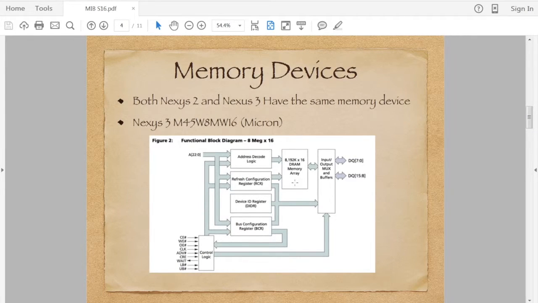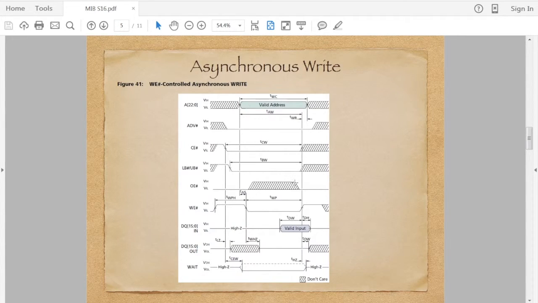It turns out that some of you guys have Nexys 2s, some of you guys have Nexys 3s. And they all have the same memory device, the Micron device referenced above. And there's the fundamental block diagram. Now we're not going to have to worry so much about the internal operation of it other than interfacing to it. And we see again the signals that are required to interface to the memory. Now your responsibility will be to write and read the memory.